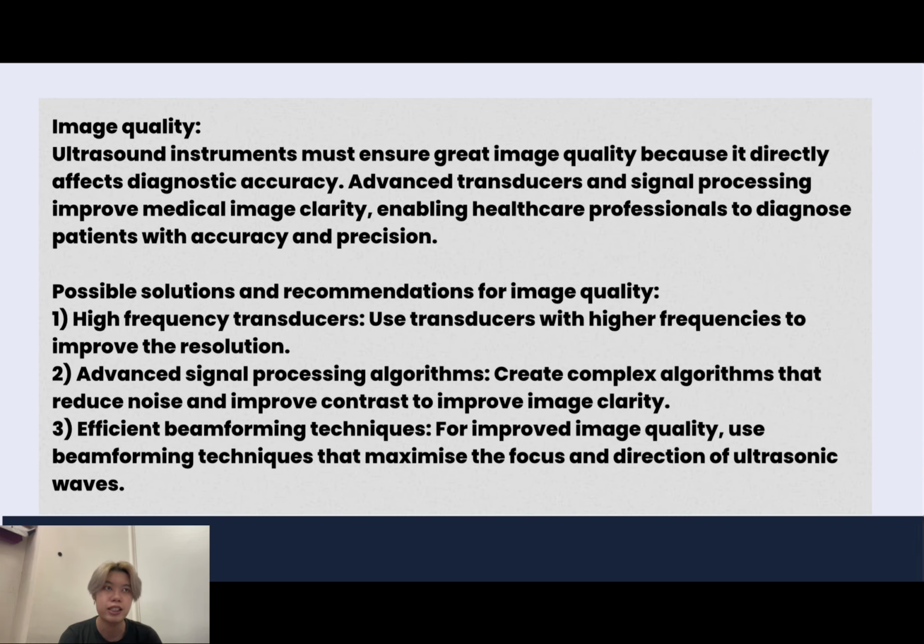Possible solutions and recommendations for image quality include, firstly, high-frequency transducers. Use transducers with higher frequencies to improve the resolution. Secondly, is advanced signal processing algorithms, to create complex algorithms that reduce noise and improve contrast to improve image clarity. Thirdly, is efficient beamforming techniques. For improved image quality, use beamforming techniques that maximize the focus and direction of ultrasonic waves.